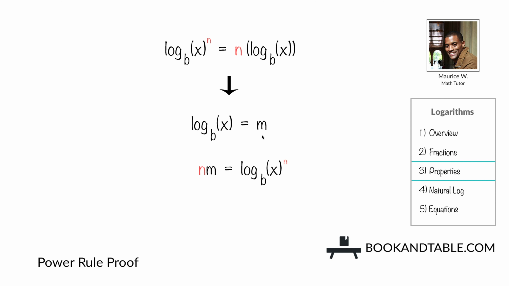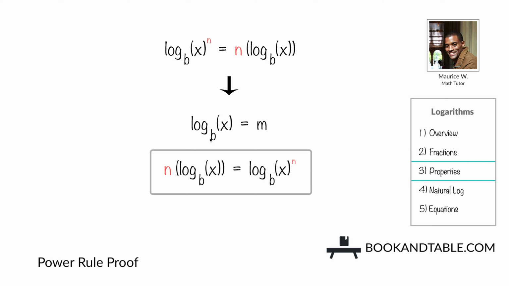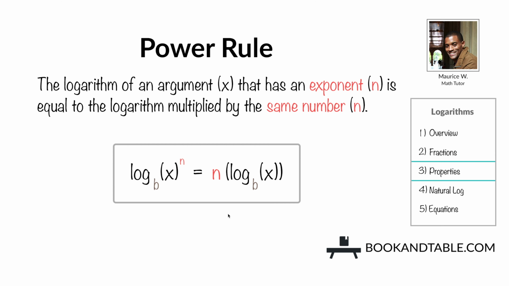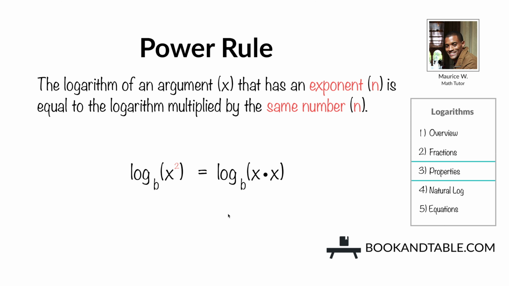And here we see that m is equal to the log of base b of x. So on this side, we wind up with n times the log of base b of x. And that's equal to the log of base b of x to a power of n, bringing us back to our original statement, the power rule. So now that we see that this rule is true, let's take a look at a few examples.